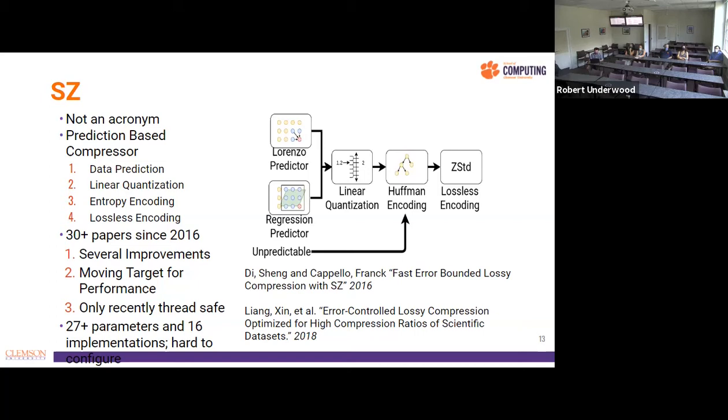Additionally, as Sheng and others continue to work and improve the performance of SZ, the runtime characteristics of the algorithm change as they make improvements, meaning that an optimization or a tuning that was good a few days ago or a few years ago may not necessarily reflect what the best state of the art would be on the next version of the compressor.